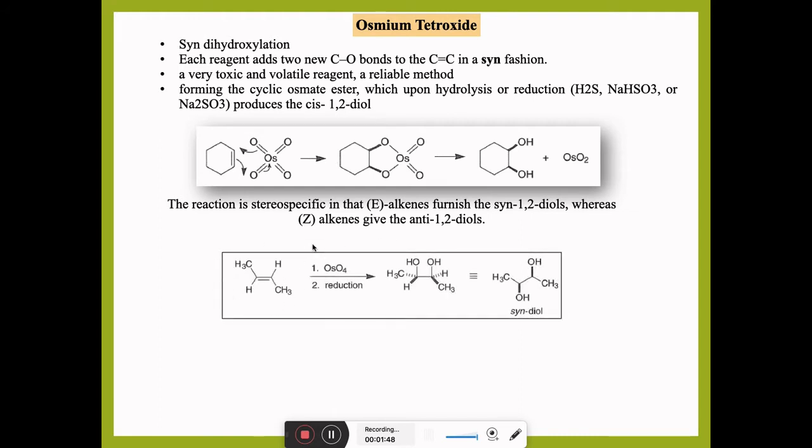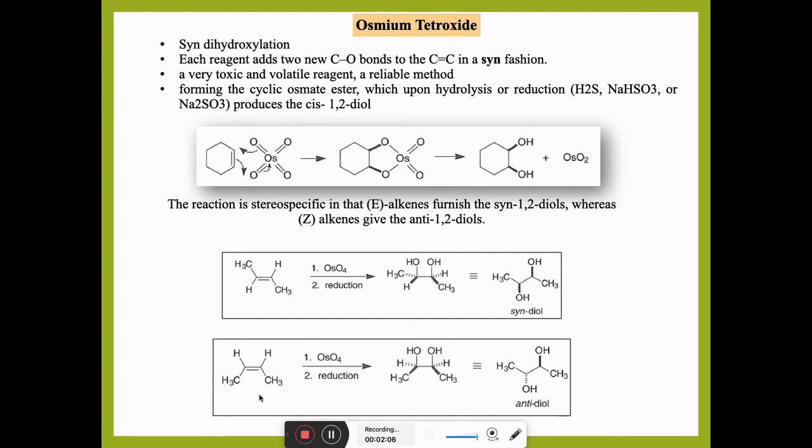Now this is the example where this is a trans alkene, which is an E-alkene. When treated with osmium tetroxide, it will give syn diol as mentioned earlier, and when the cis-alkene or Z-alkene is treated with osmium tetroxide, it will give anti-diol.